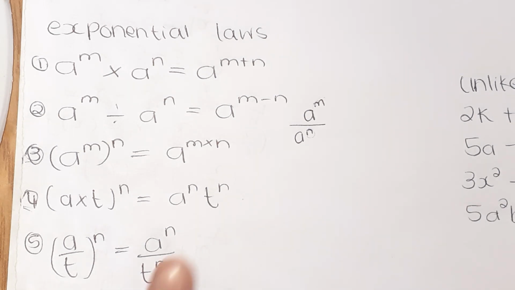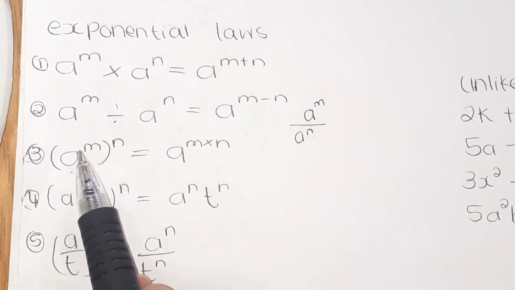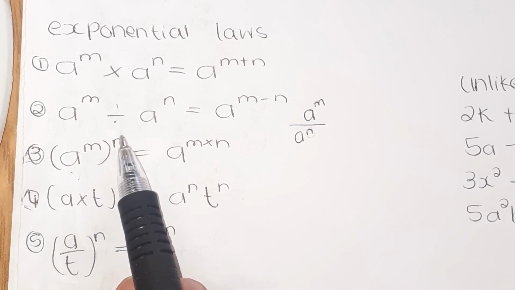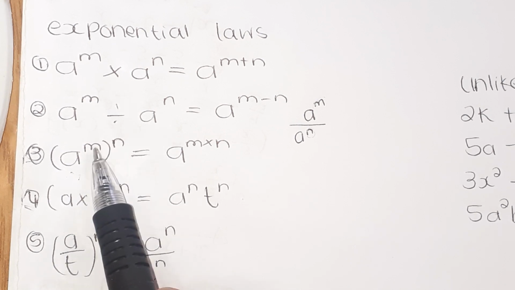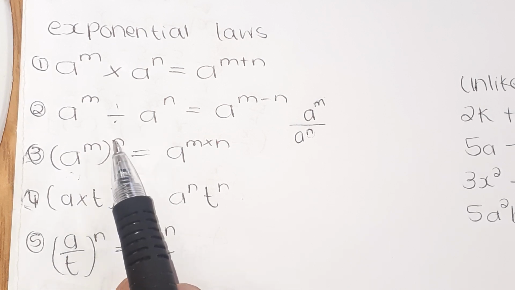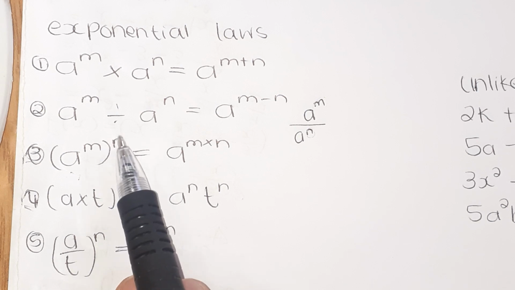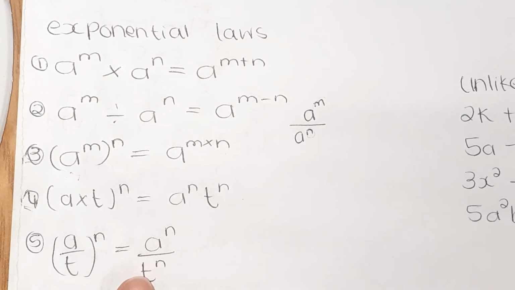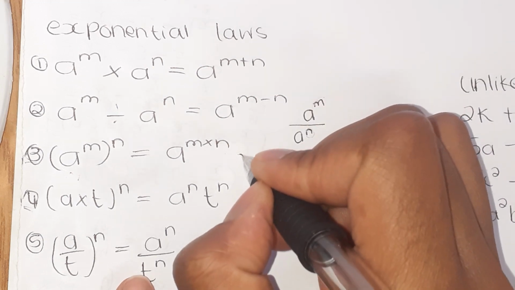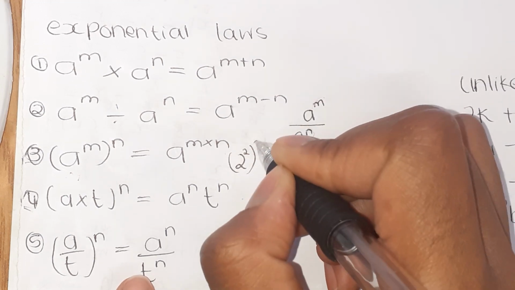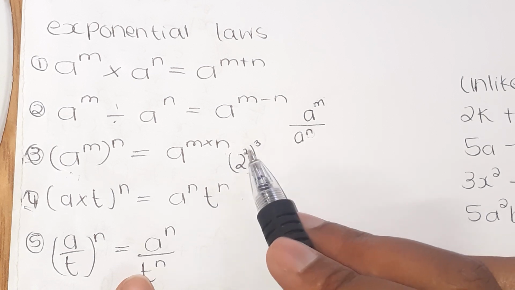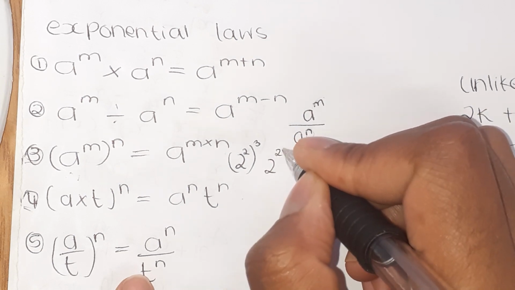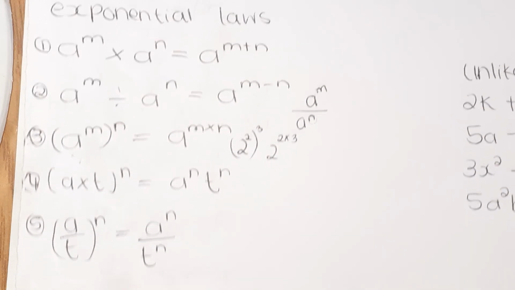Always standard procedure. Now the third law says when you have a to the power of m and another n outside, it means these two are multiplying each other. Whatever you have inside the bracket will multiply what is outside the bracket. So these two, meaning you'll just have them like this. Just like when you have 2 to the power of 2, 3, this will multiply each other like this. So you will have 2 times 2, 2 times 3, just like that.